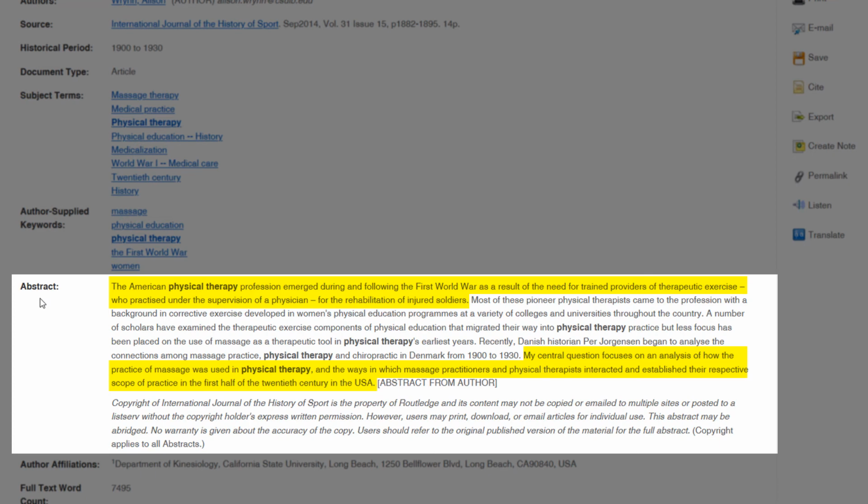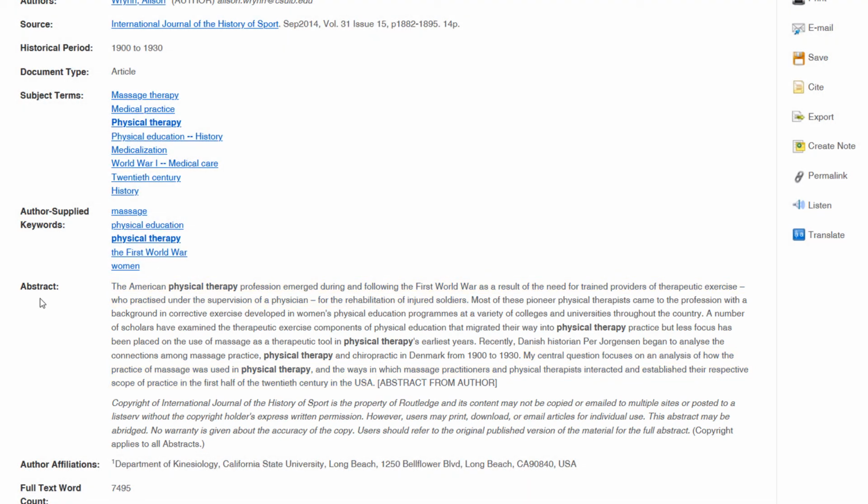Okay. So this article recounts the emergence of the profession in relationship to World War I and injured soldiers. It's also about the historical role of massage in PT. Now, if I'm only interested in one of these subjects, let's say the relationship between World War I and PT, does this mean that this isn't a good source? After all, the abstract says its main question is about massage. So do I read it?